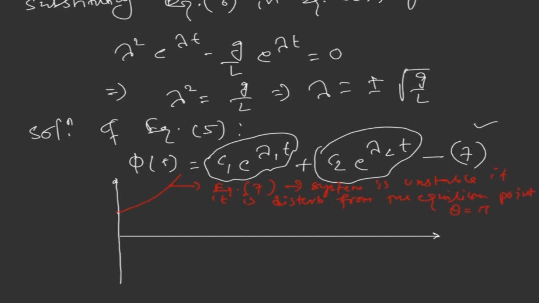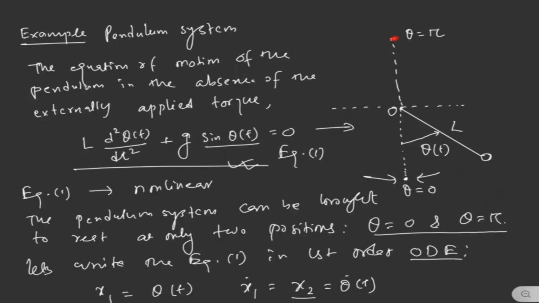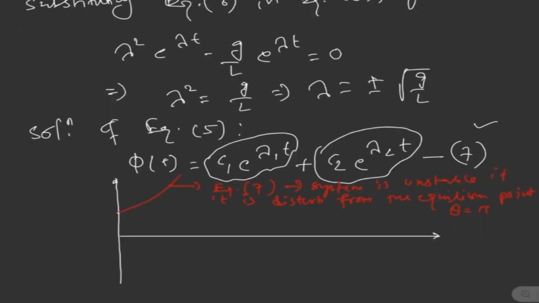So why is it happening? Because if you go back to our system, with small perturbations this pendulum will fall down. So I can say this equilibrium point is an unstable equilibrium point. With a small perturbation, the system will not remain at theta equal to pi, so it will fall down. So this equation yields an unstable response.